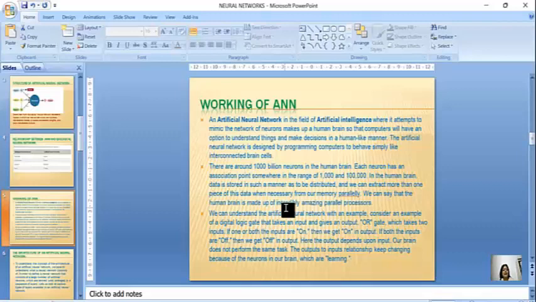We can understand the artificial neural network with an example. One example is the OR gate. I think, children, you know very well the AND gate and OR gate. Take an OR gate with two inputs. If both the inputs are on, the output is on. If both the inputs are off, the output is off. So the outputs depend upon the inputs of the signals. Our brain does the same task. Now, the output to input relationship keeps changing because of the neurons in our brain.